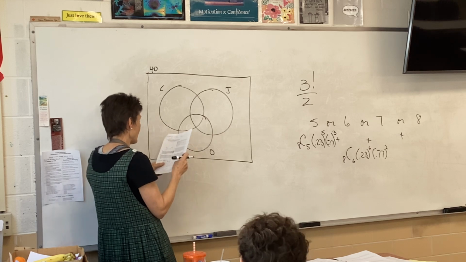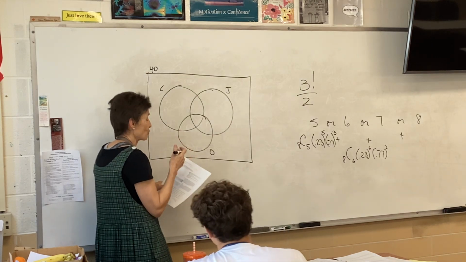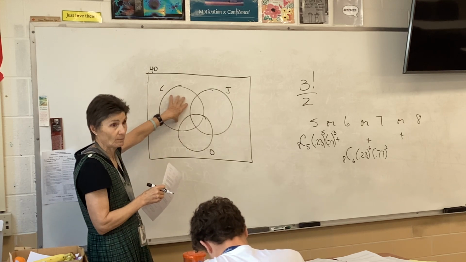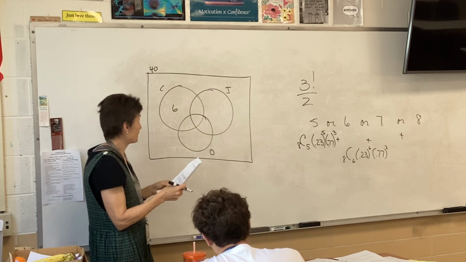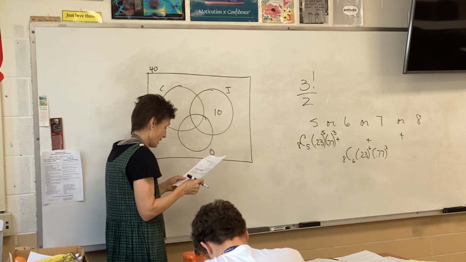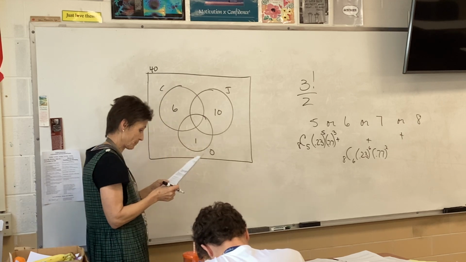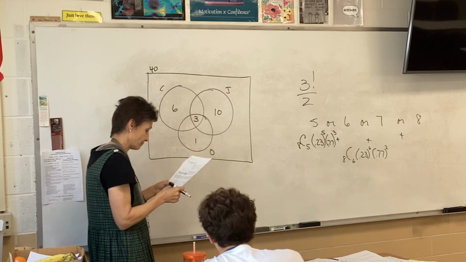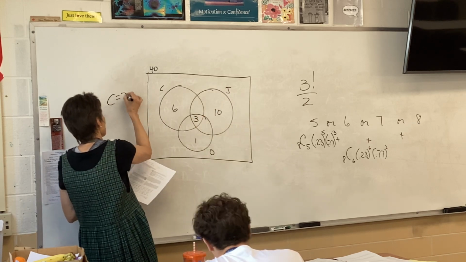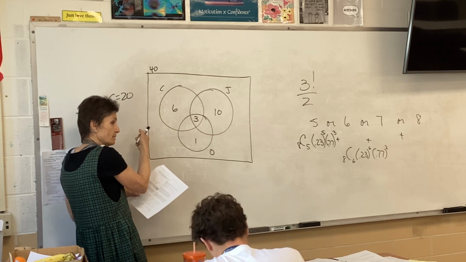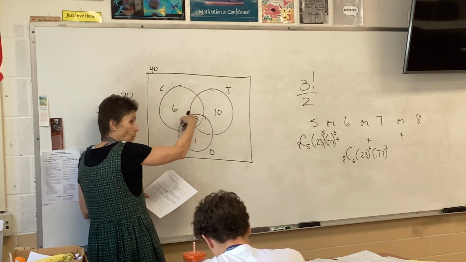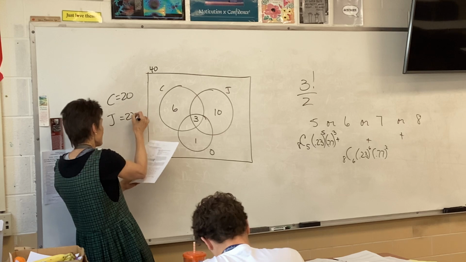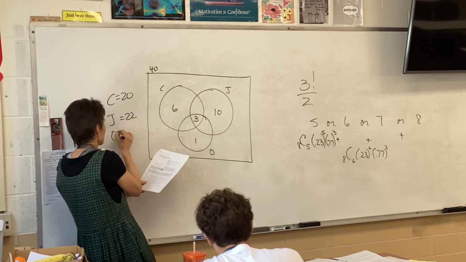6 like only country. So some of the numbers I can put straight into my chart right there. That goes in there, because isn't this the only country people right here? 10 liked only jazz, and 1 liked only opera. 3 liked all 3. 20 liked country. You do not put 20 in here, because 20 represents the whole circle, so you don't have a place to put it. Jazz is 22, and opera is 16.